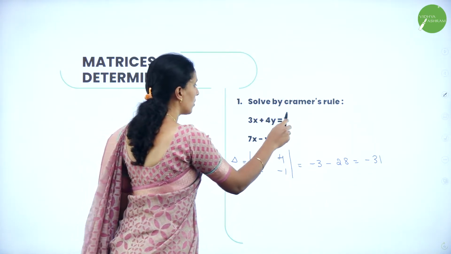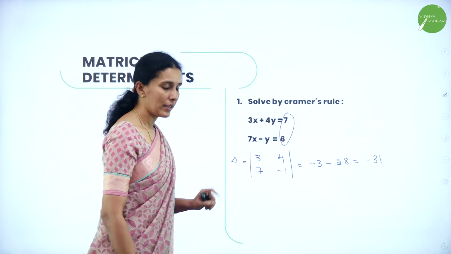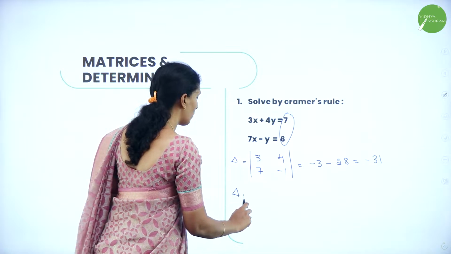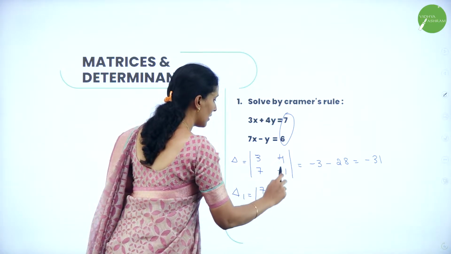Now you have the constants. Replace them with the coefficients of x. That will give you delta 1. Let's see what delta 1 is. Instead of 3, 7, write 7 and 6, and the other column is the same.